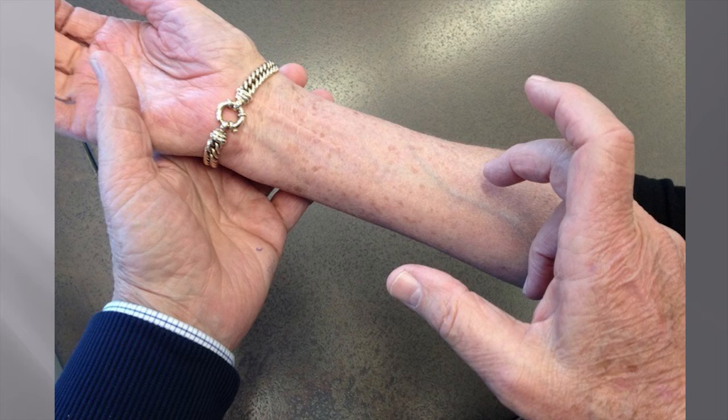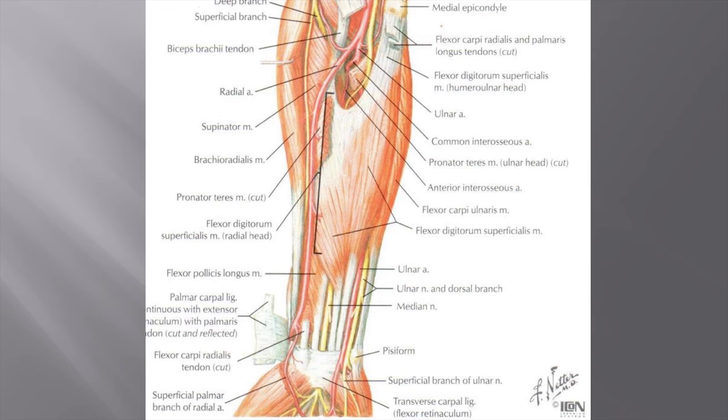The third sign is that percussion over the upper mid-forearm, where the median nerve passes under the fibrous arch of flexor digitorum superficialis and can be compressed here. One will be able to elicit a positive Tinel sign in this region. This slide, again from Netter's book, shows the median nerve passing under the fibrous arch of flexor digitorum superficialis.